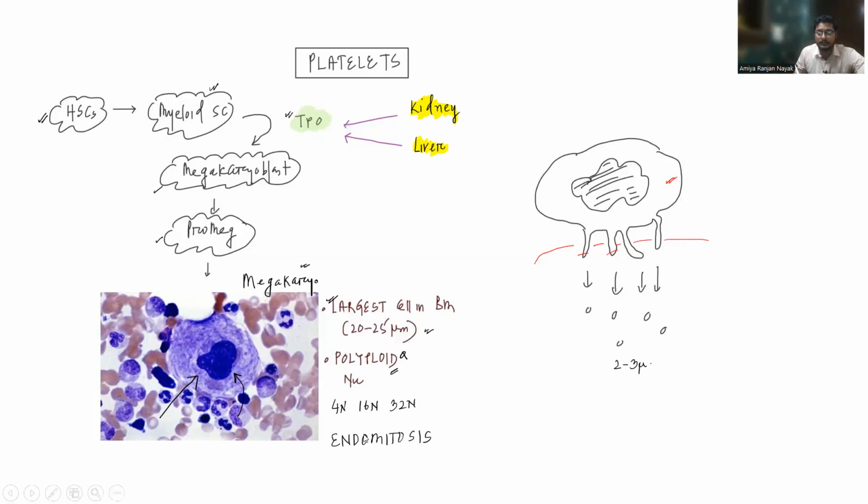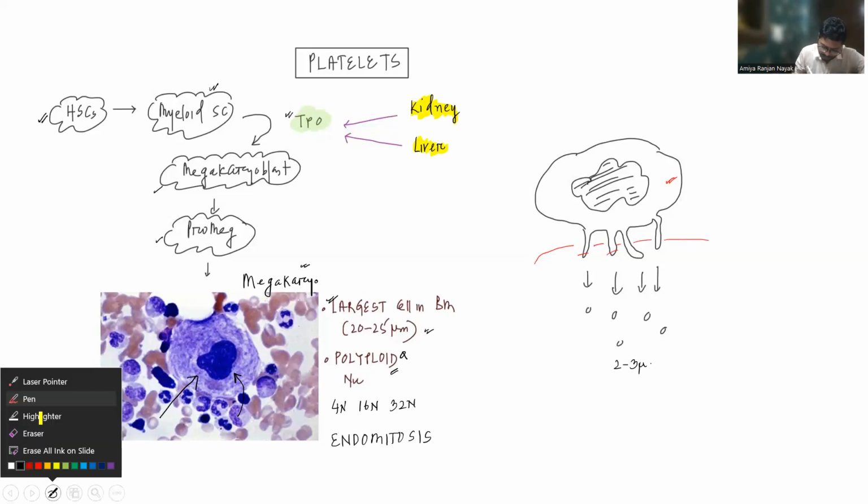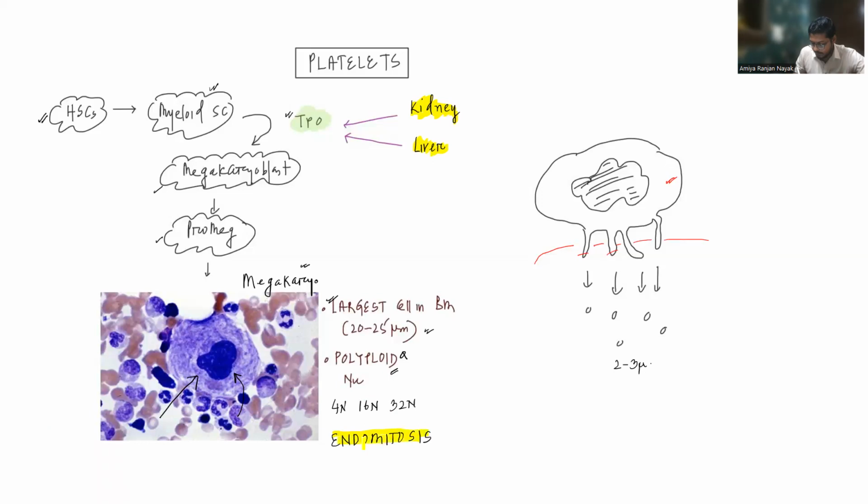Endomitosis. So what do you understand by endomitosis? Endomitosis means the nucleus will not divide, but the content inside the nucleus will. What do we have inside the nucleus? We have the chromosomes. So the chromosomes will replicate and segregate without nuclear division.